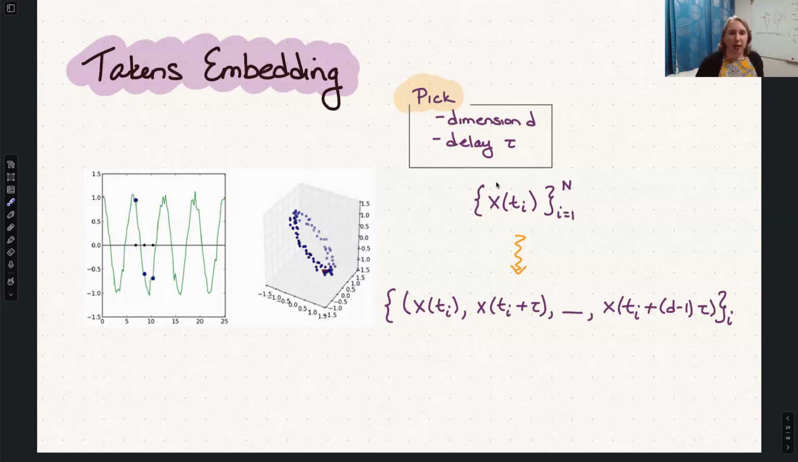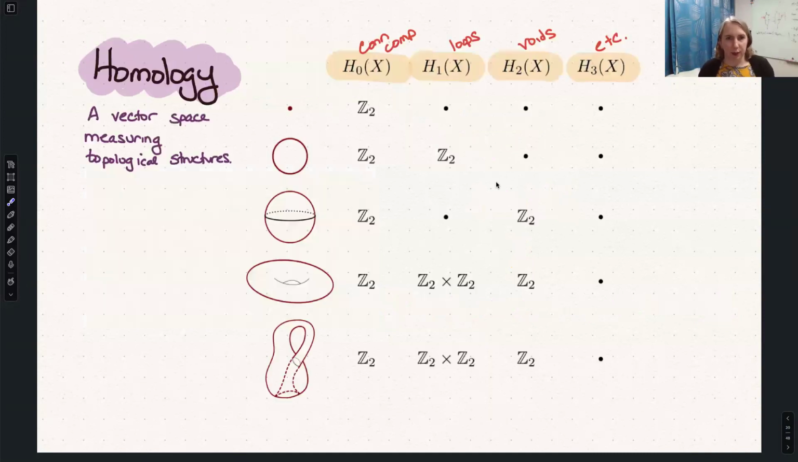So I can take any sort of time series and turn it into this point cloud representation of my underlying dynamical system, and those are the sorts of things I'm going to assume I have as input. Okay, so if I'm going to analyze the shape and structure, I'm going to use a more complicated invariant than the Euler characteristic. In particular, we're going to start talking about homology instead.